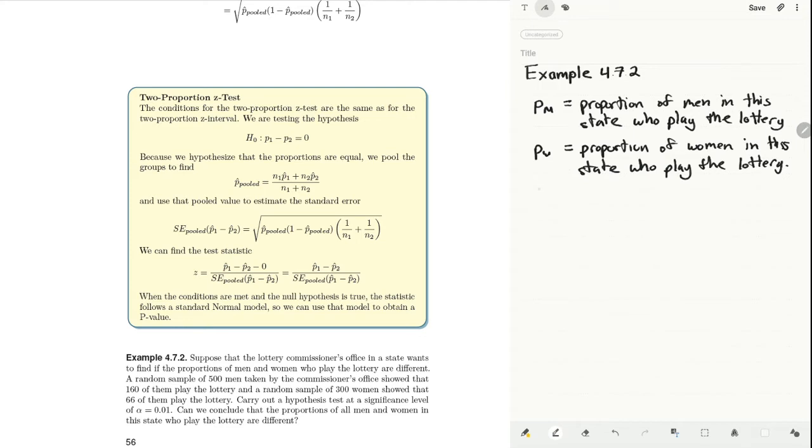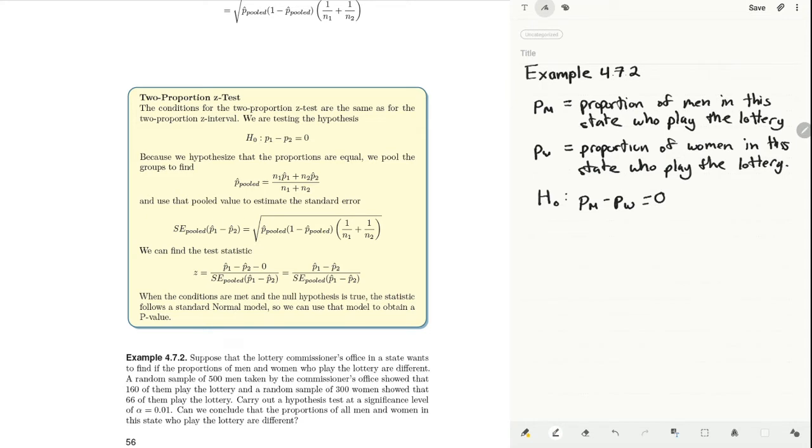And so let's first write down the hypotheses for the test. And so for the null hypothesis, we assume that there is no difference between the two proportions. And we have a choice in how we write the difference here. We can choose to write the difference between the proportion of men minus the proportion of women, or the proportion of women minus the proportion of men. And so it won't make a difference in the end result which difference we choose. So let's write the hypothesis as the proportion of men minus the proportion of women is equal to 0.